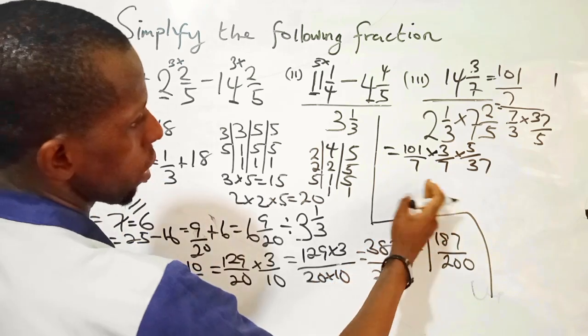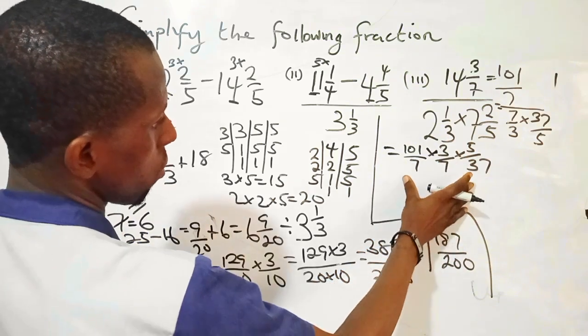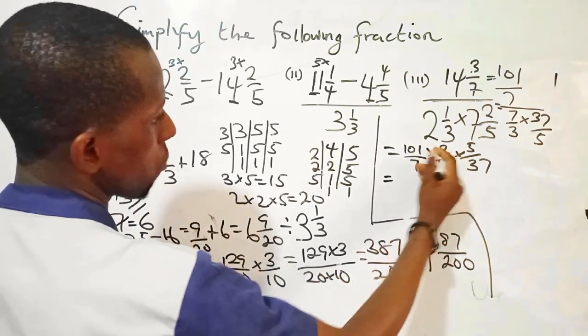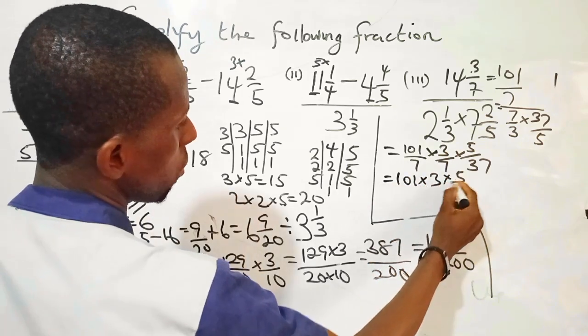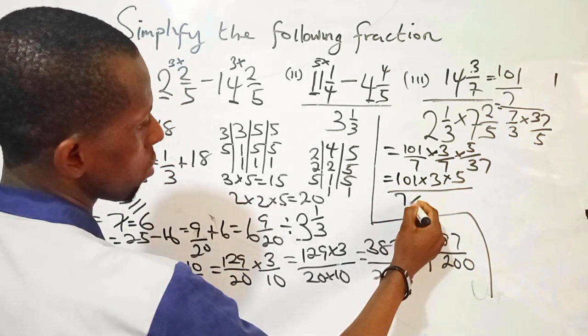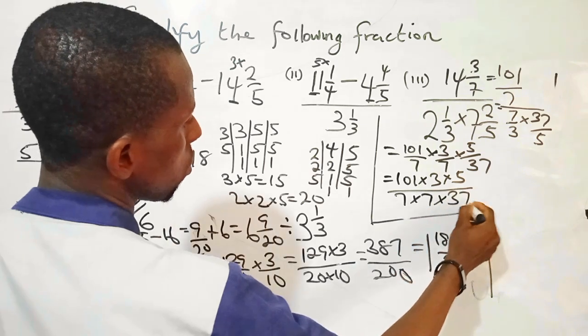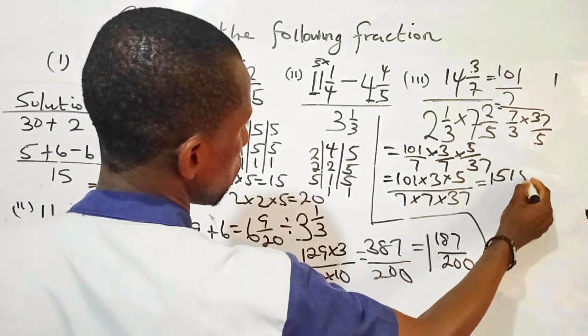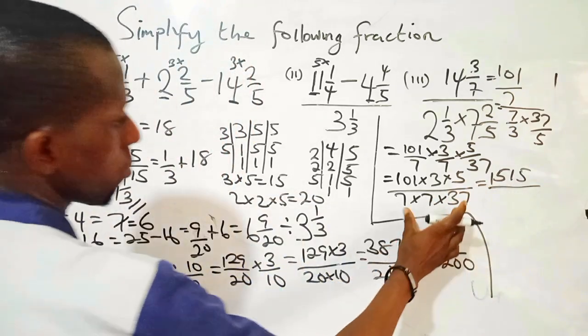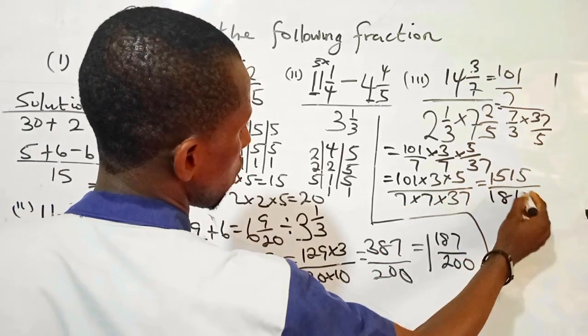From here, we look at what we can divide: nothing. So we have to multiply out. We have 101 times 3 times 5 divided by 7 times 7 times 37. When we multiply this, we have 1515 over 1813.